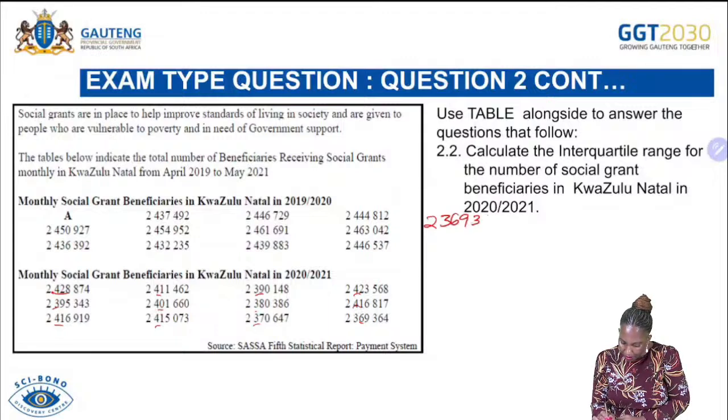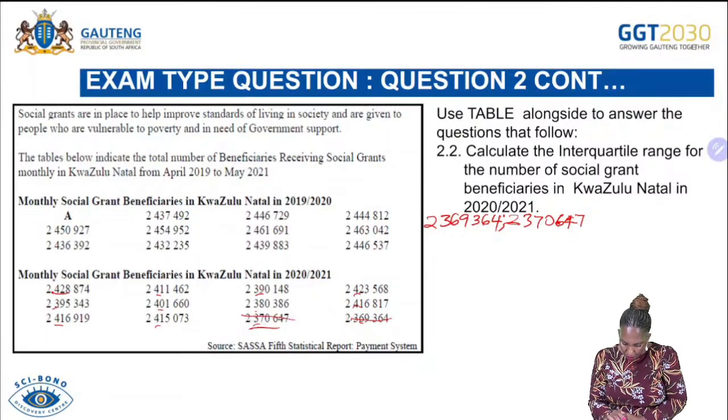2369, 364. Not minus, it is the first value. Now we go to the second value. Now it's 369, 370. It will be 2370, 647, and then we are done with these two. We take them out, and then we move on. From 370 we have 380. The next one being 2380, 386, and then we move on to the next one. We are done with this one.